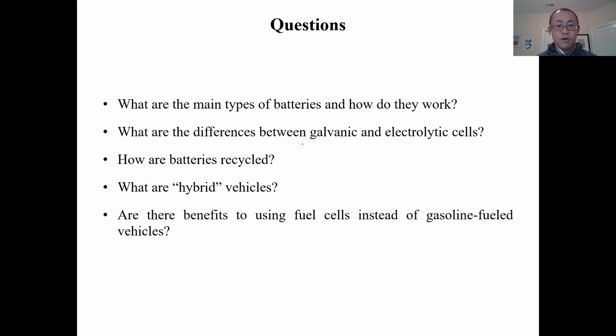And also, are there benefits of using fuel cells instead of gasoline fueled vehicles? And we're going to introduce what fuel cells are as well. So let's take a look.